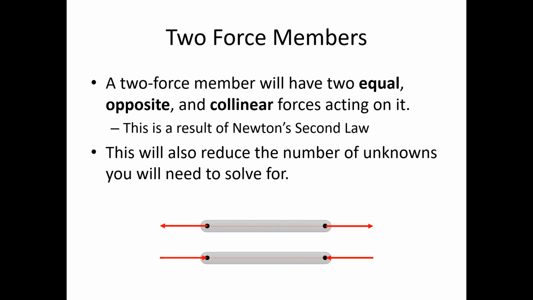So this is also going to reduce the number of unknowns that we need to solve for, because it's equal and opposite, just like our Newton's third law pairs. And if I solve for the force on one end, I'm going to know the force on the other end. And also, right off the bat, it's a known direction. So it's going to be acting along the line of the member.